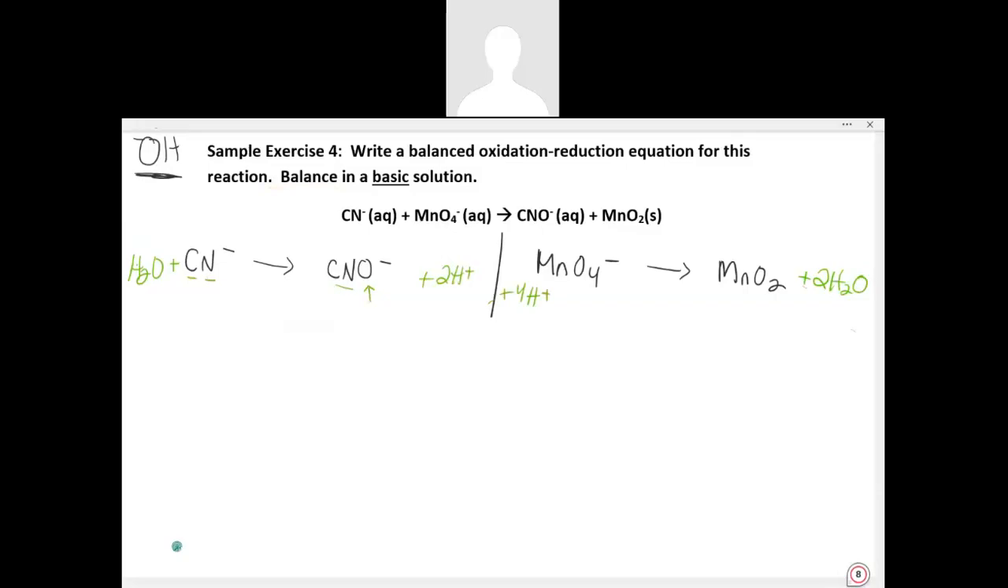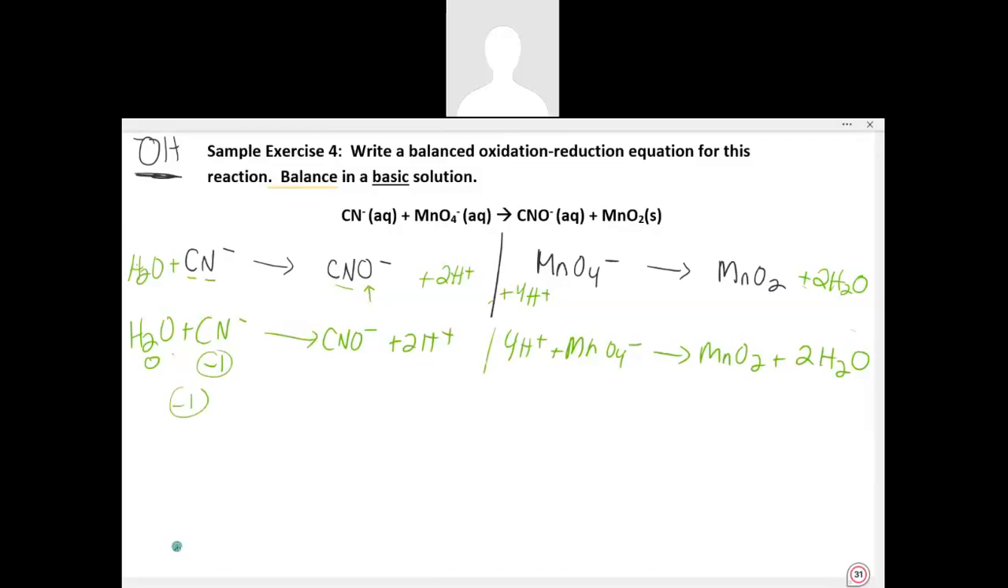So let's go and rewrite these equations. So now we have H2O plus CN negative gives me CNO negative plus 2H plus. And then over here I have 4H plus MnO4 negative, and that gives me MnO2 plus 2H2O. All right, so everything but the charge has been balanced at this point. Let's take a look how we can do that. So we have 0, -1 is our net charge over here. And then I have -1 and +2 over here. So +1 is my net charge over here.